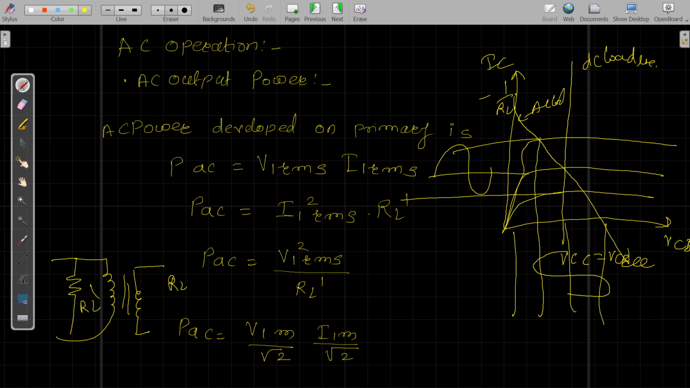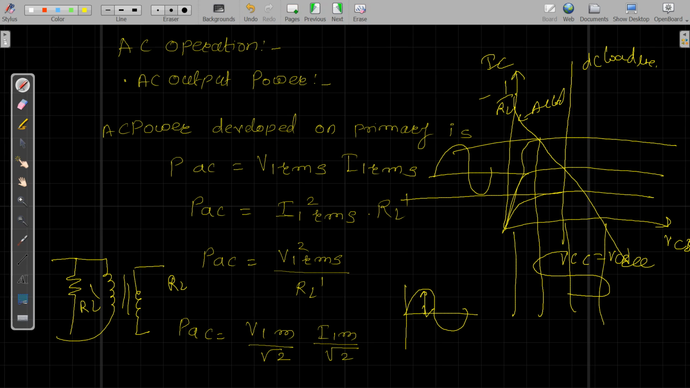So now let us say V1M and I1M. What is V1M is nothing but the magnitude or peak value of the primary voltage. What is V1 RMS is the RMS value of the primary voltage. What is I1M is nothing but the peak value of the primary current, and what is I1 RMS is the RMS value of the primary current.